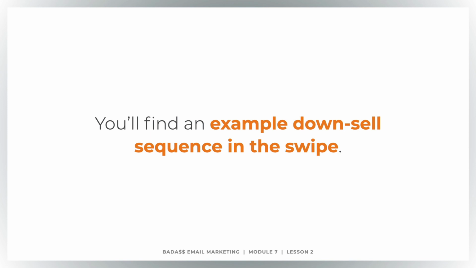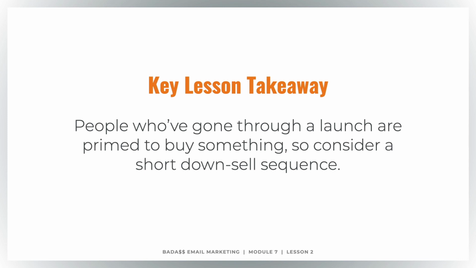Now, you'll find an example downsell sequence in the swipe. It is the downsell from my template library. And because the individual templates are available all the time, I simply offered a 25% discount for a week-long period to anyone who had gone through the launch. You'll see that in the swipe in this lesson. But the key takeaway is that people who've gone through a launch are primed to buy something. So consider a short downsell sequence as a way to increase your revenue and profits during launches.